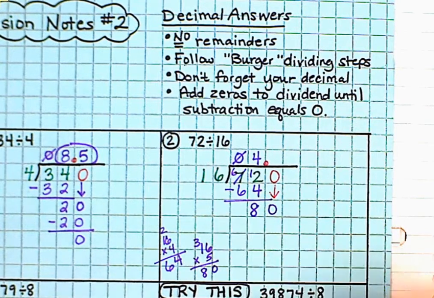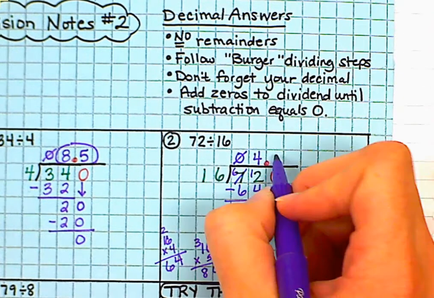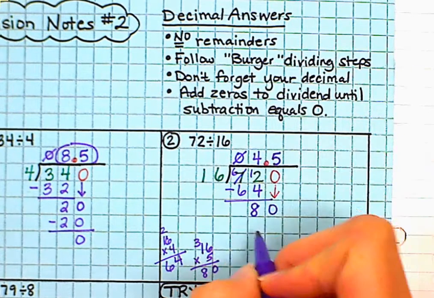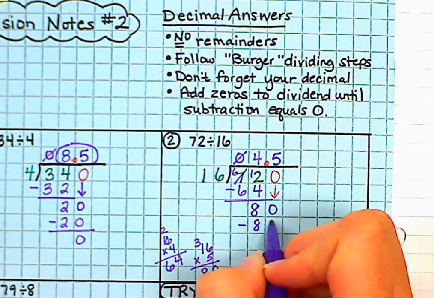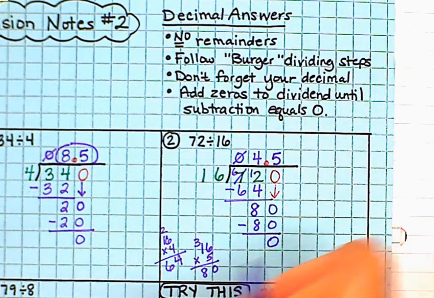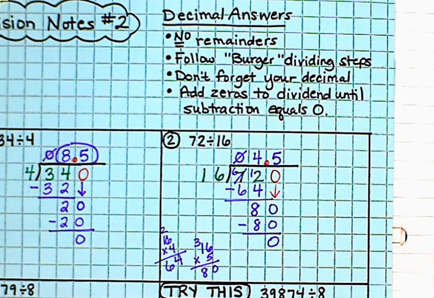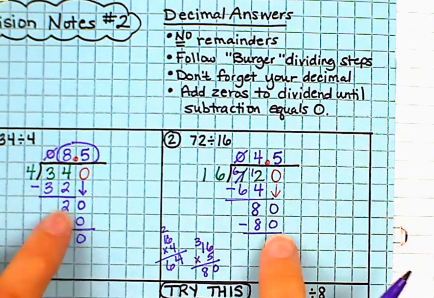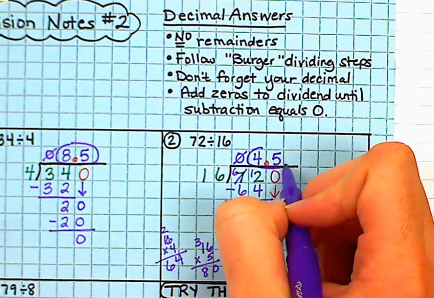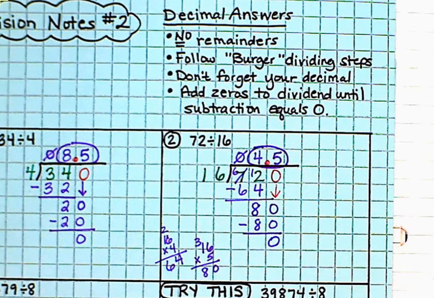Hey look, it went in evenly. So that means I'm going to put a 5 up here and subtract my 80. So that comes out with a very nice answer for us. Okay, these are very similar answers. They're both 0.5. But what happens if it doesn't come out to be 0.5? That's going to be our problem number 3.